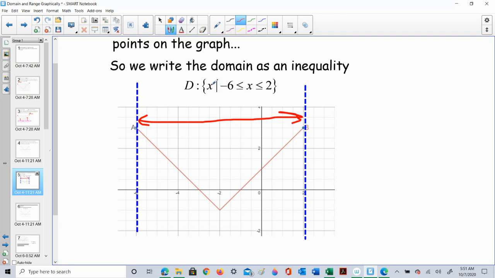So we're going to write the domain is x such that x, now here we're going to write an inequality. An inequality is going to have these symbols in it, less than or equal to or less than. Lowest number comes first. Always face these things towards the left. It's easier to remember that way. We're talking about domain, so it's the x's and the biggest numbers on the right. So our domain, looking at this graphically, is x such that x is between -6 and 2.